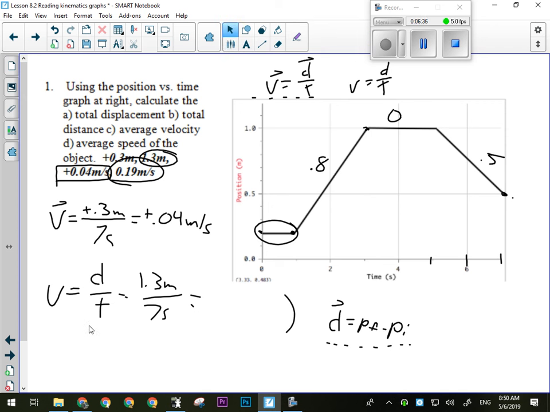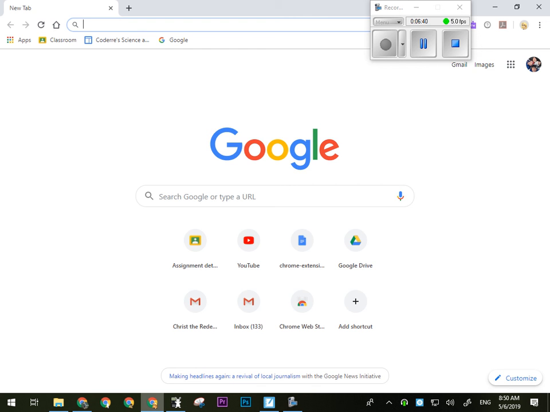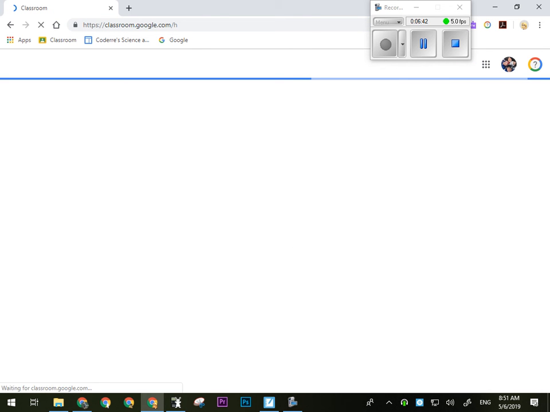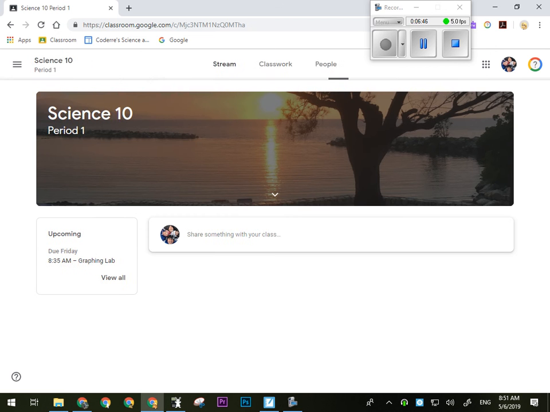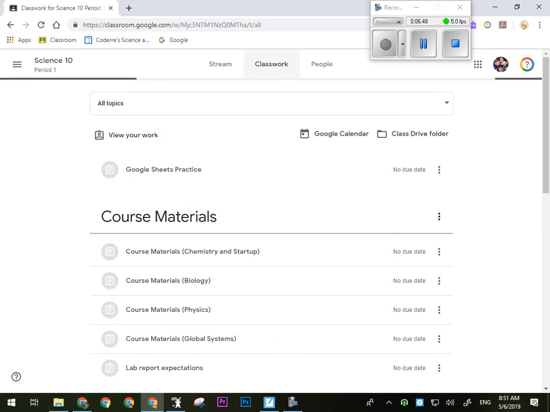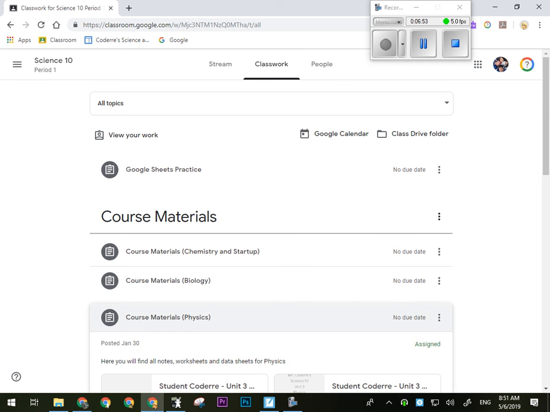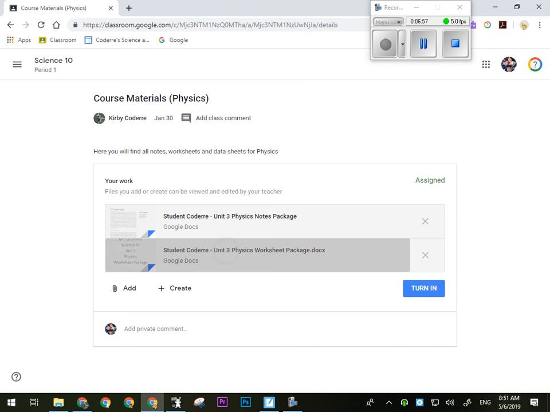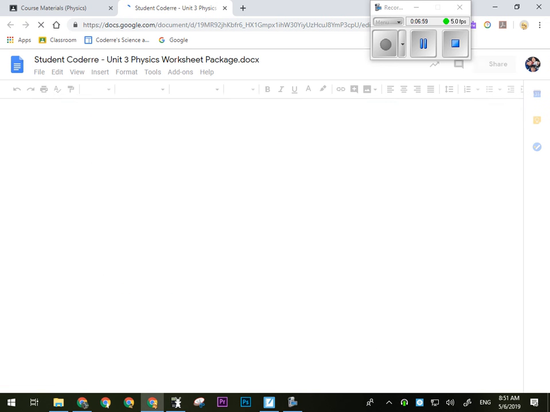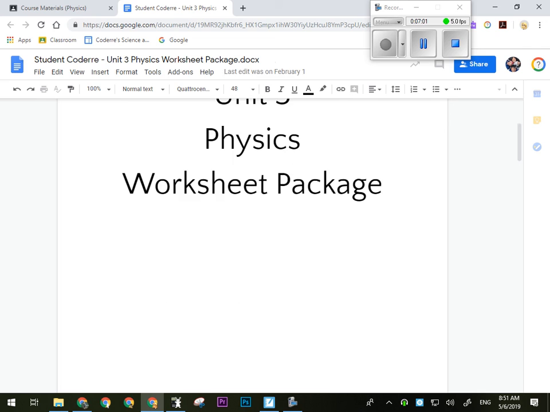In Google Classroom, you will find the workbook package for this unit. It's in the classroom stuff here. So I go to Science 10, I go to Classwork. You'll find it here under Course Materials Physics. And you want the one that says Worksheet Package. I'll put it up on the board as well, in case you want your own.